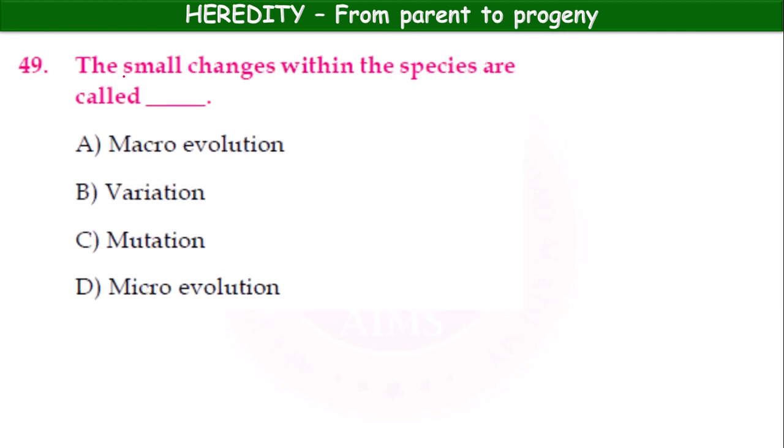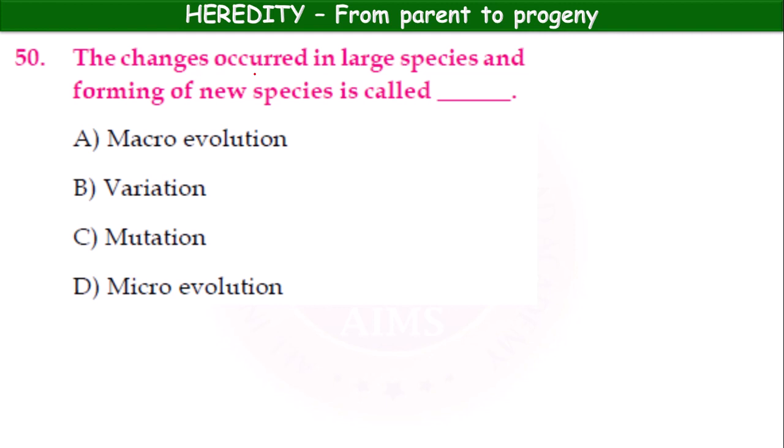Next, the small changes within the species are called macroevolution, variation, mutation, microevolution. Small changes, so it is microevolution, option D. The changes occurring in large species and the forming of new species is called macroevolution, variation, mutation, microevolution. It is macroevolution. Children, these are some of the questions from this chapter, heredity from parent to progeny. Hope you followed.